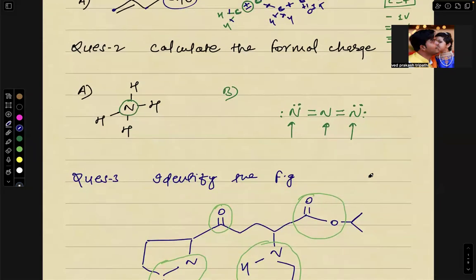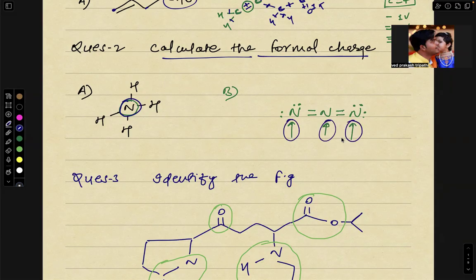Okay, now move to the next question. Calculate the formal charge of the circled atoms. Here we have to find out this nitrogen, this nitrogen, and this one. Let me tell you the trick to find the formal charge. I made a video about the formal charge as well. First of all, we should know the valence electrons of these atoms. So look at this periodic table: B, C, N, O, F. Boron has 3 valence electrons, carbon 4, nitrogen 5, oxygen 6, fluorine 7.